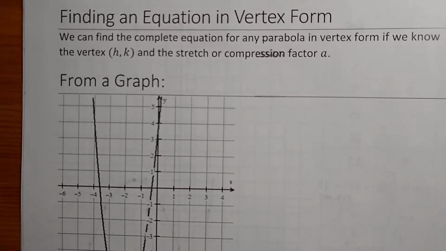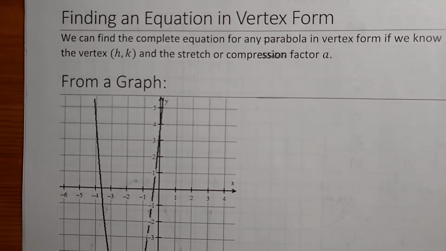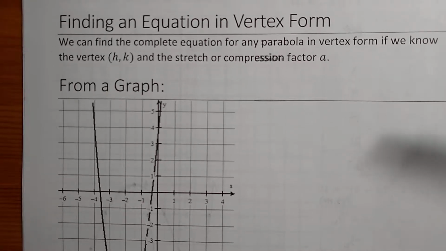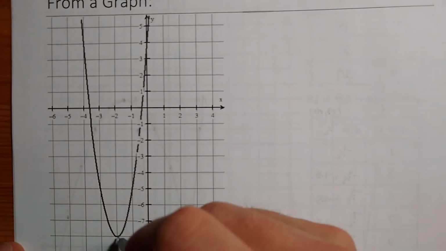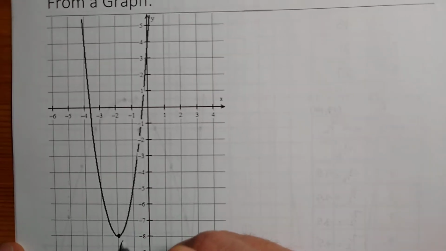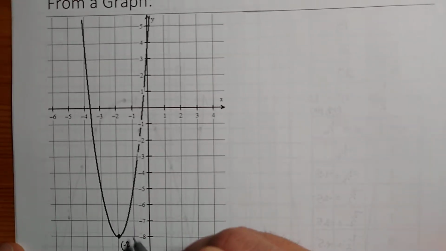Let's look at how to find an equation in vertex form for a parabola if we know the vertex and we can figure out the stretch or compression factor. So let's look at this graph to start with. Here's the vertex. We can identify it as -2 and -8.